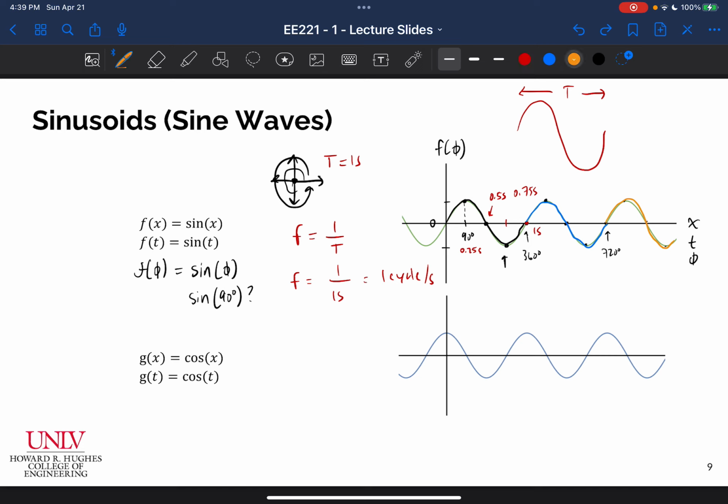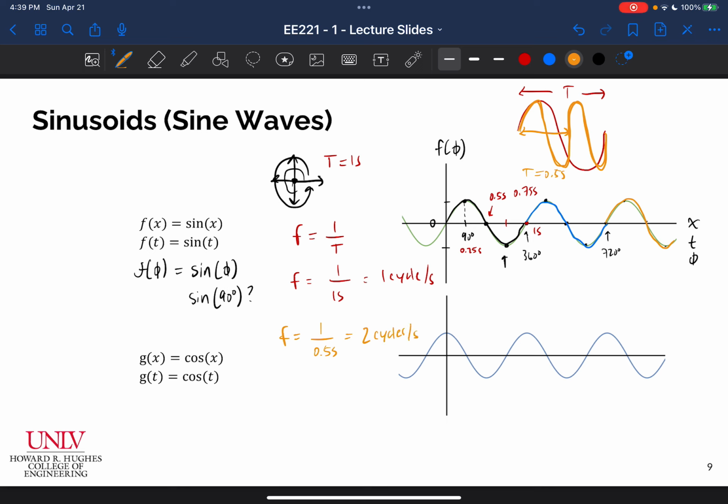Let's say I made my period even shorter, so I complete a cycle in half the time, and so I complete 2 cycles in 1 second. Now my new period would be half a second, right? So if I want to find my frequency there, it's 1 over a half a second, or 2. 1 divided by a half, 2 cycles per second.